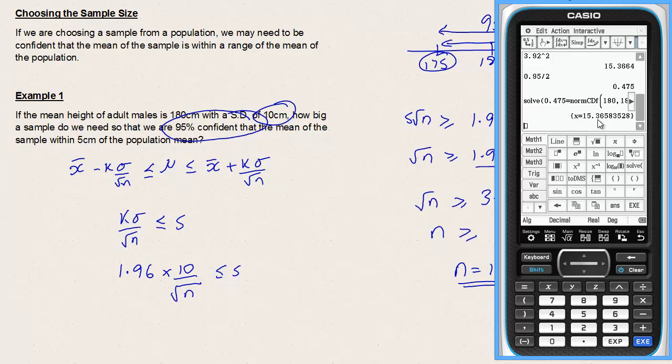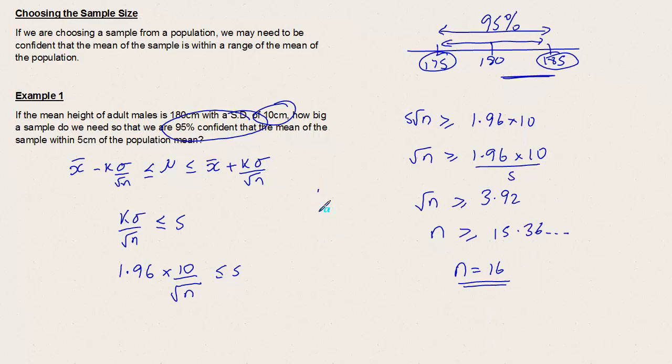But let's just look at exactly what I did there. I made use of the symmetry. So I know that this was 180. I wanted this end to be 185 and this one to be 175. But I made use of the symmetry and said that this is going to be half of 0.95. And then we just solved to find what n needed to be in order to make that work.